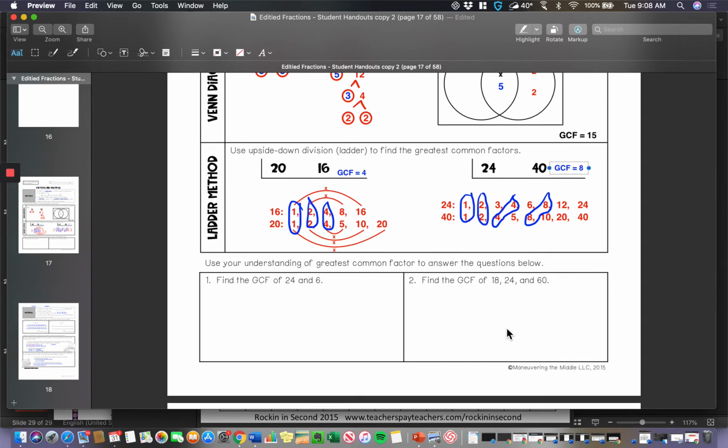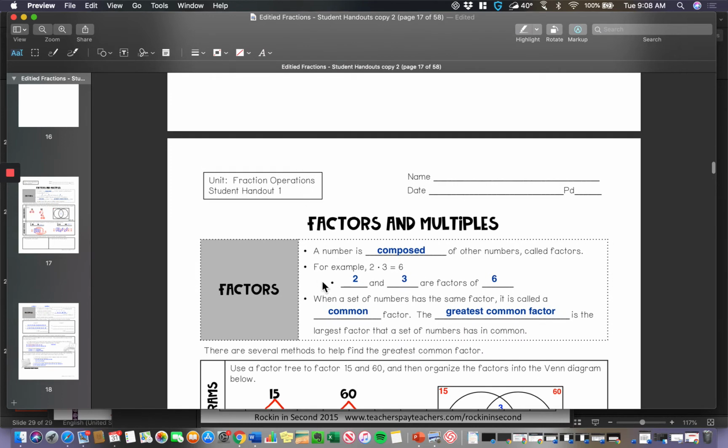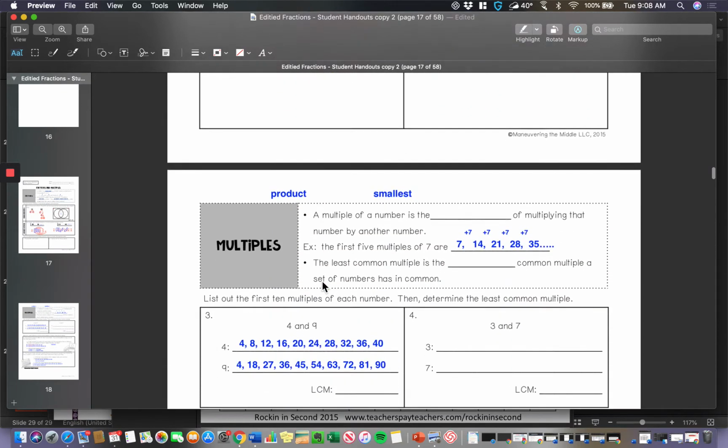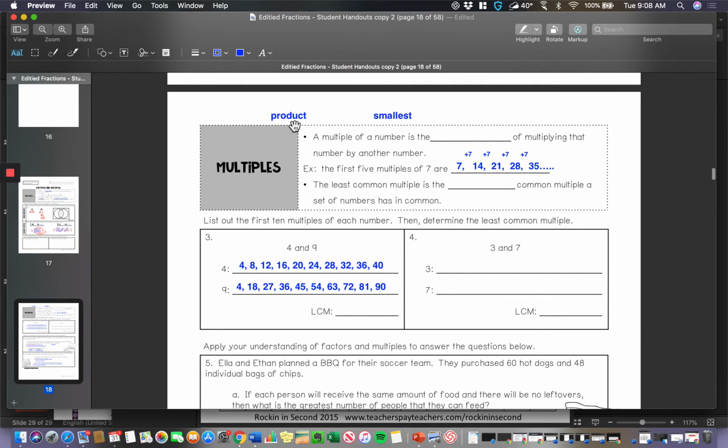So that is the first side of the page on handout 1. Remember, we are looking at all of handout 1. So the next page in your packet, when you turn the page, we're going to look at multiples. A multiple of a number is the product of multiplying that number by another number. So the first 5 multiples of 7 are 7, 14, 21, 28, and 35. And multiples go on forever, so you can keep finding multiples of a number.